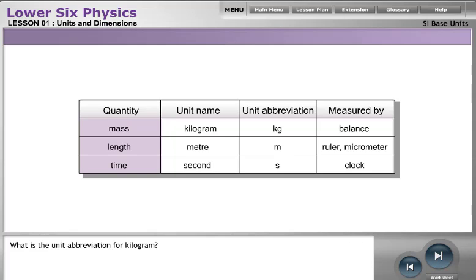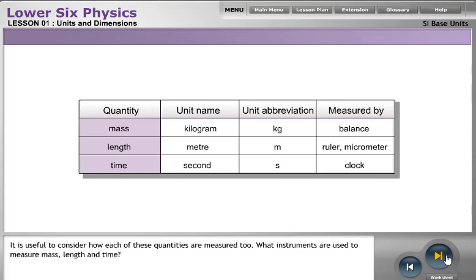What is the unit abbreviation for kilogram? Click the box beside mass and below unit abbreviation to check your answer. What are the SI units for length and time and their unit abbreviations? Click the boxes beside length and time and below unit. It is useful to consider how each of these quantities are measured too. What instruments are used to measure mass, length, and time?